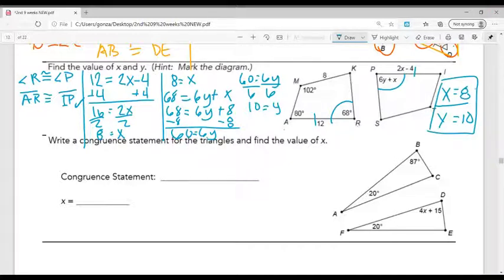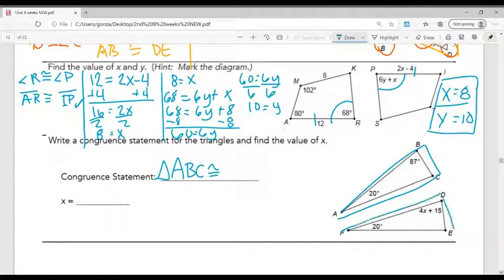So the next question says, write a congruent statement for the triangles and find the value of x. Well, that's pretty simple. So the congruent statement is going to go like this. Again, we're going to find the direction. I like to go in alphabetical order. So we're going to start at vertex A, go A, B, C. So triangle ABC is congruent to triangle FDE. Unfortunately, that was not in alphabetical order, but it corresponded with the same sides. So it's FDE.